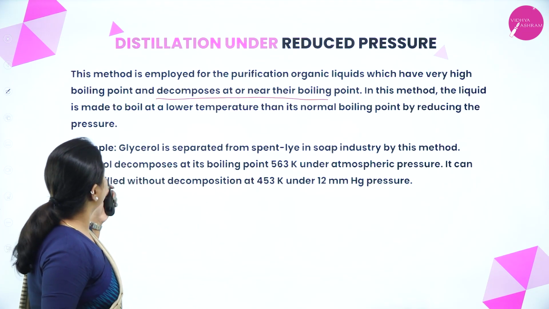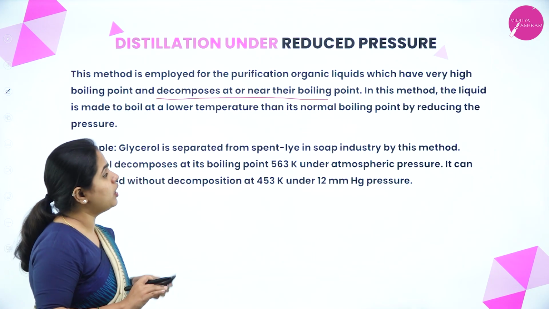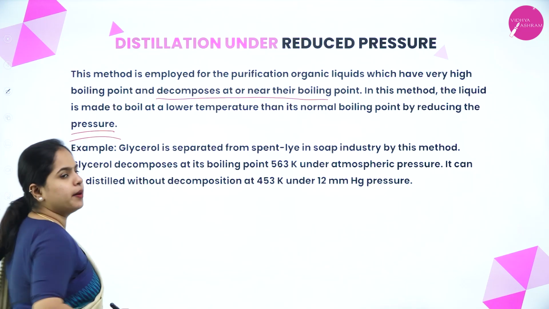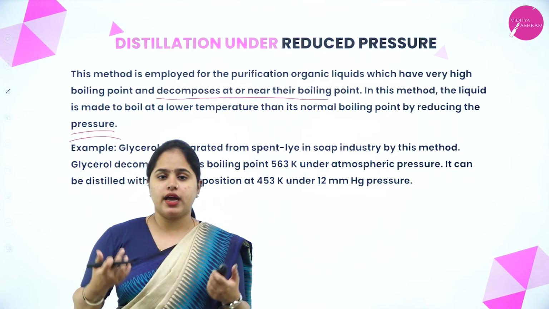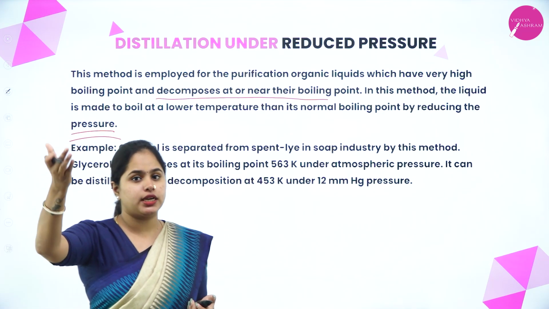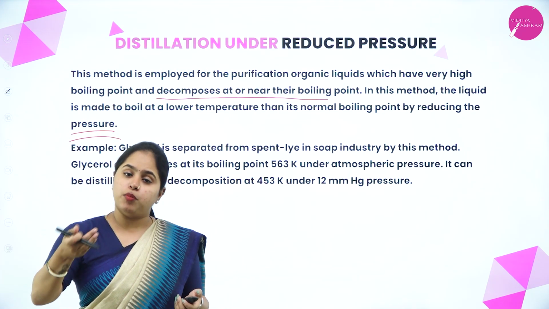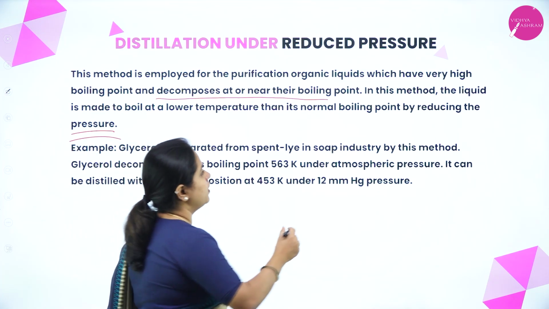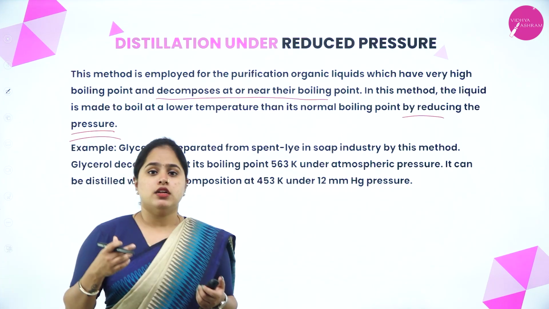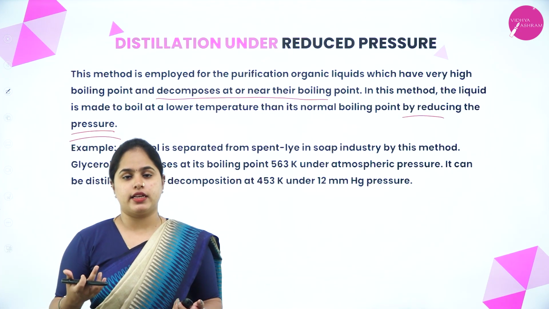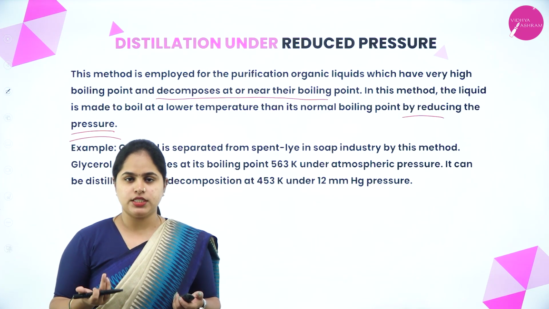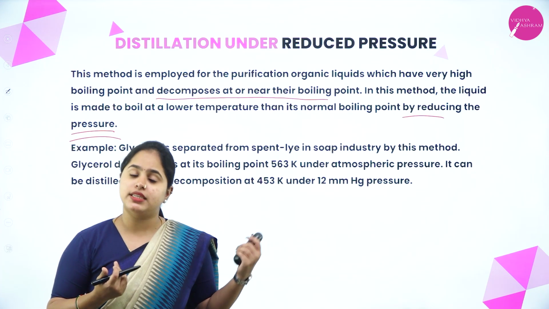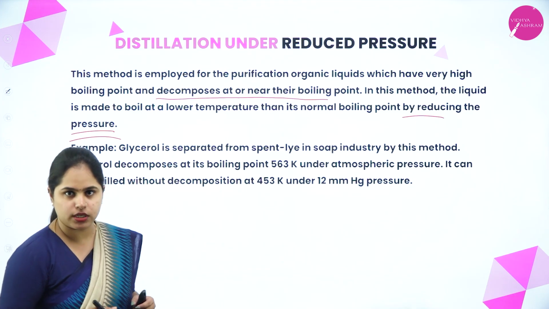In this method, the liquid is made to boil at a lower temperature than its normal boiling point by reducing the pressure. So to avoid the organic liquid decomposing before reaching its boiling point, we boil the liquid at a lower temperature, and to do that, we reduce the pressure. This method is opted for organic liquids which have a very high boiling point and decompose before reaching it. So the distillation is done under reduced pressure conditions.